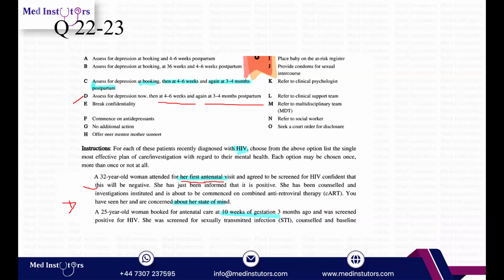I'm so sorry, this question is incomplete. I'm going to put that for you all. It says, a 25-year-old woman booked for antenatal care at 10 weeks of gestation 3 months ago and was screened positive for HIV. She is screened for sexually transmitted STI, counselled, and baseline investigations were sent. However, she is not willing to inform her partner that she is HIV positive. So, in this case, what would you do?